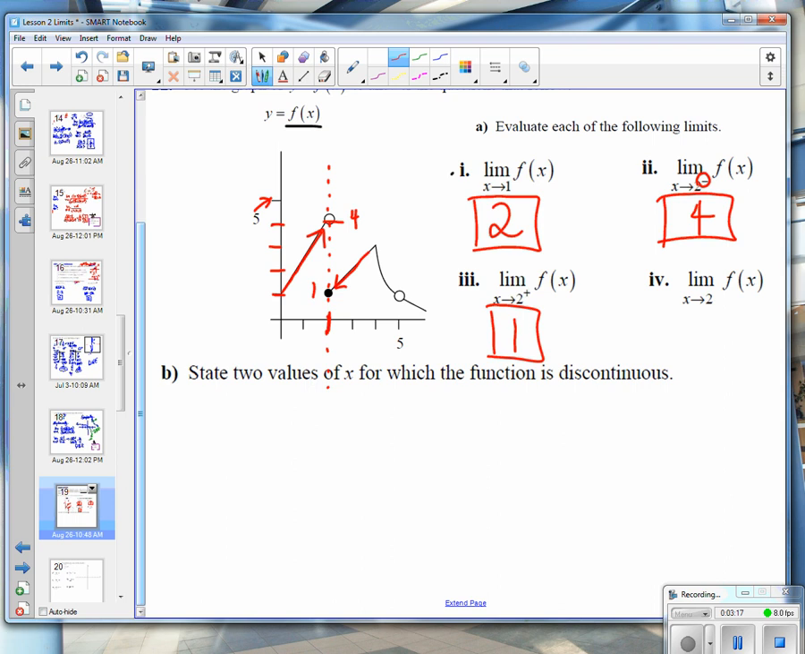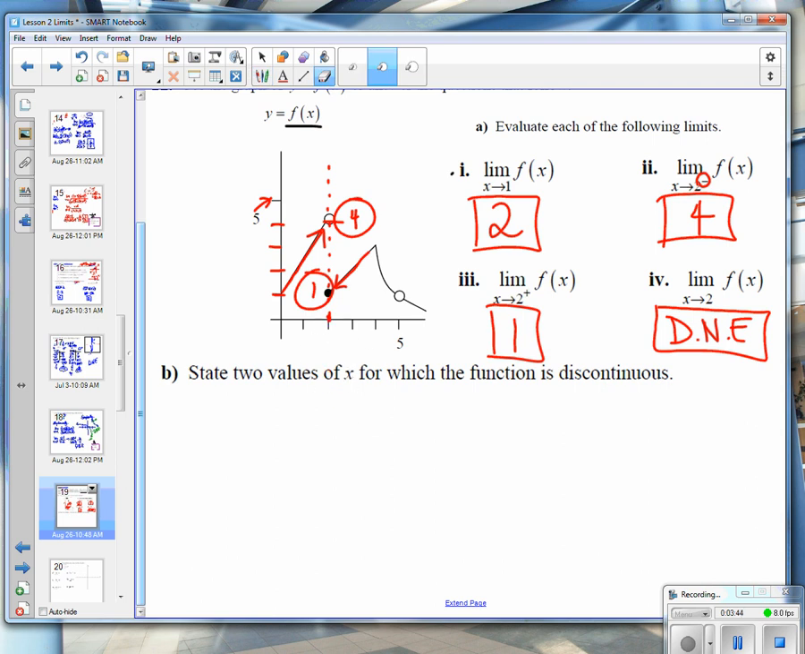Hopefully this is getting kind of old and easy for you guys. The last one asks, what is our limit as x approaches 2? From the left side it's 4, from the right side it's 1, so it's not the same, and the limit does not exist. A lot of times with a discontinuous graph, you're going to get limits that do not exist.